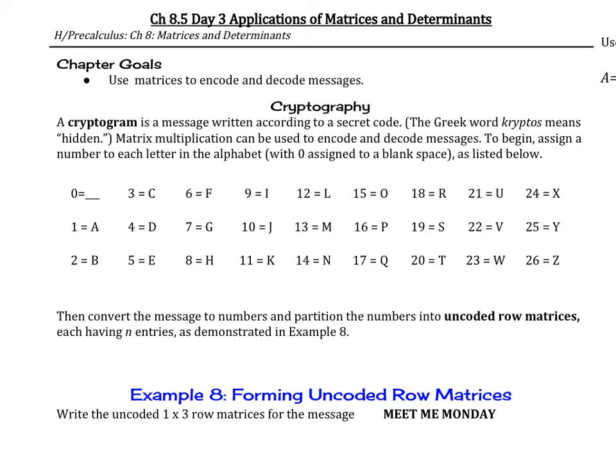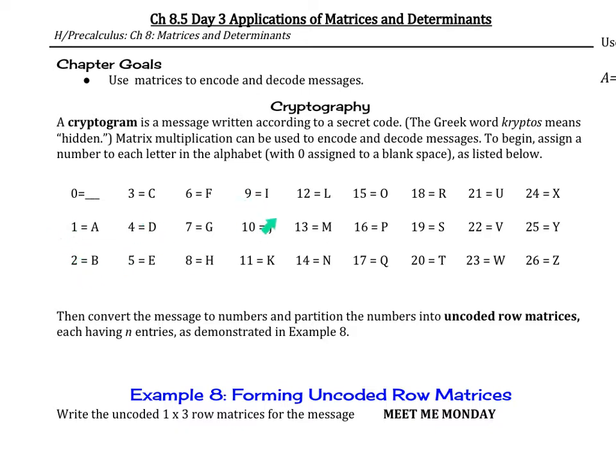Chapter 8.5, Day 3, we're going to take a look at cryptography. We're going to use matrices to encode and decode messages. A cryptogram is a message written according to a secret code, and matrix multiplication can be used to encode and decode messages. To begin, we're going to assign a number to each letter in the alphabet, and 0 is our blank space, listed below.